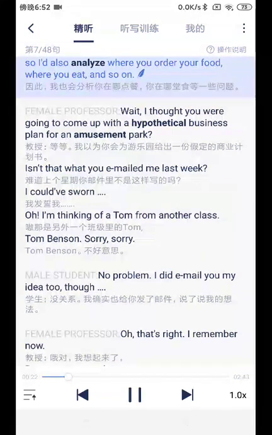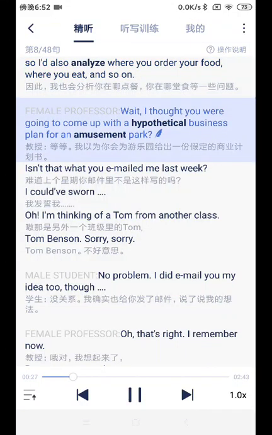So I'd also analyze where you order your food, where you eat, and so on. Wait, I thought you were going to come up with a hypothetical business plan for an amusement park. Isn't that what you emailed me last week? I could have sworn... Oh, I'm thinking of a Tom from another class. Tom Benson. Sorry. No problem. I did email you my idea too, though.